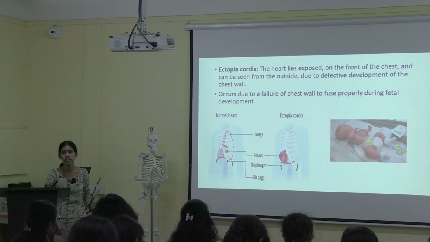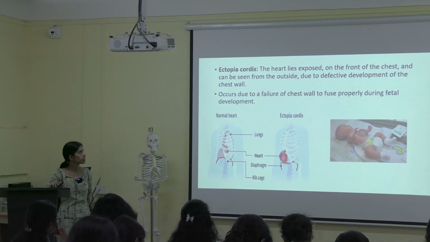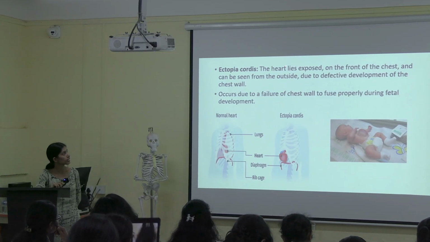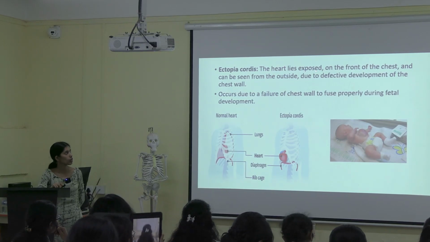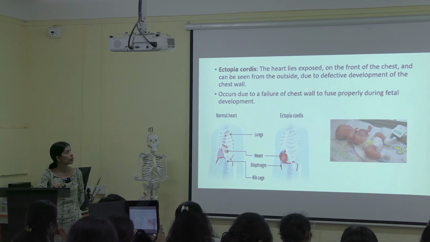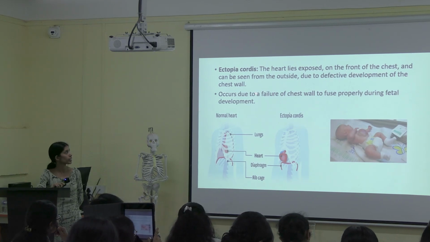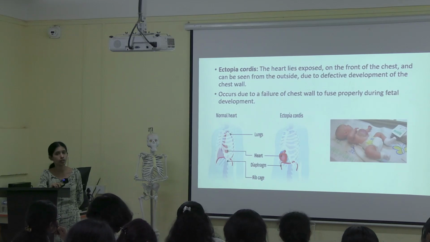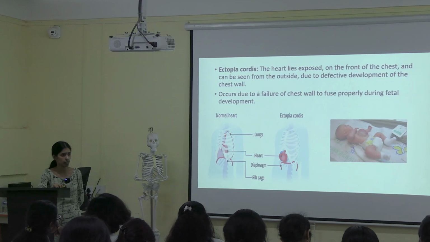Next condition is Ectopia Cordis. Basically, the heart lies exposed on the front of the chest and can be seen from the outside due to the defective development of the chest wall. This occurs due to a failure of your chest wall to properly fuse during fetal development.